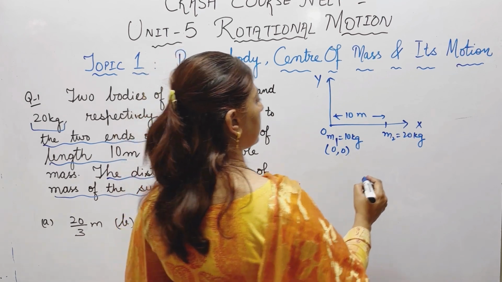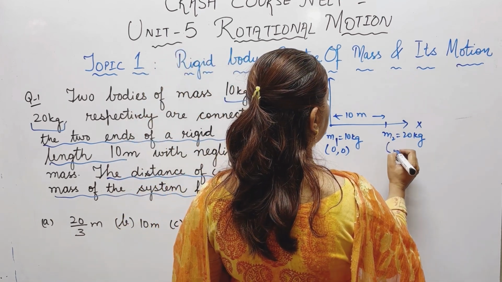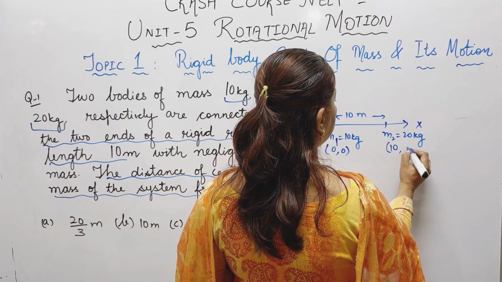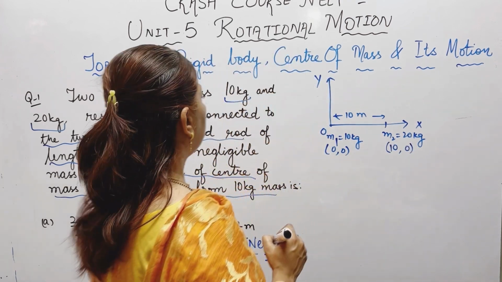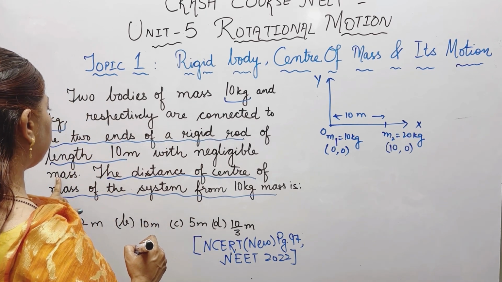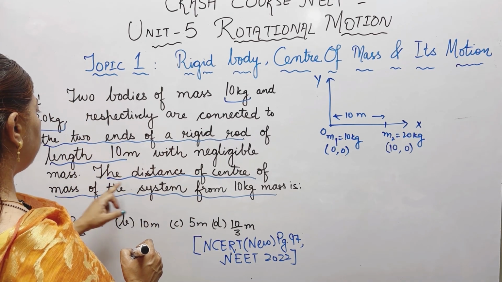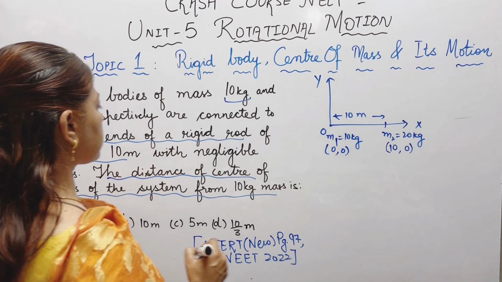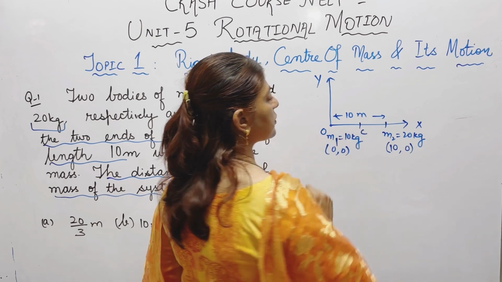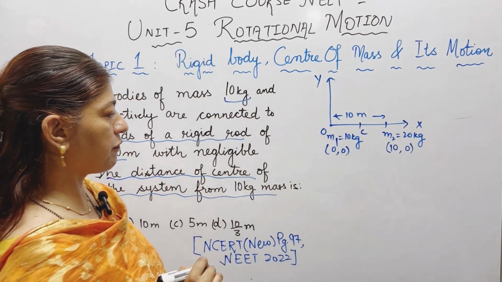So this is at the 10, 0. The next is to find out the distance of center of mass of the system from 10 kg. From here we have to find out, let C be the position of the center of mass.